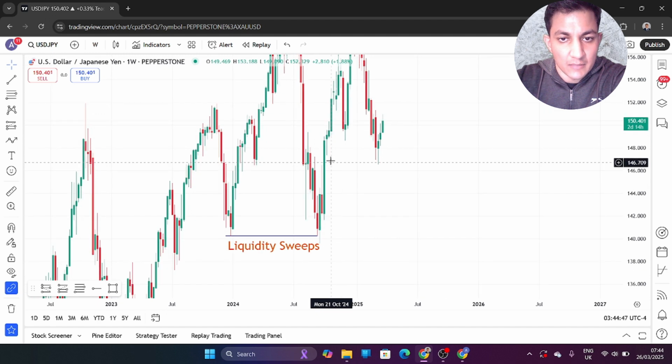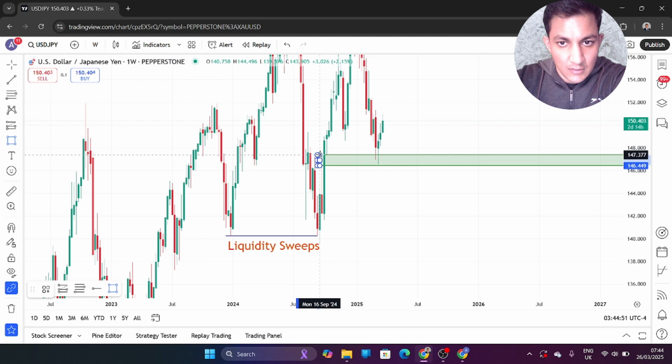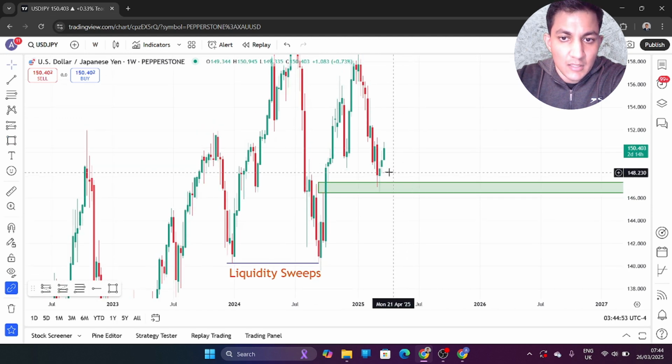if we just look at this fair value gap here, this bullish fair value gap, right? Mark this out. Okay? Price comes down. Look at this, right? See how we wick into the fair value gap and then we instantly start moving off in the opposite direction on the weekly chart. That right there is very, very bullish.